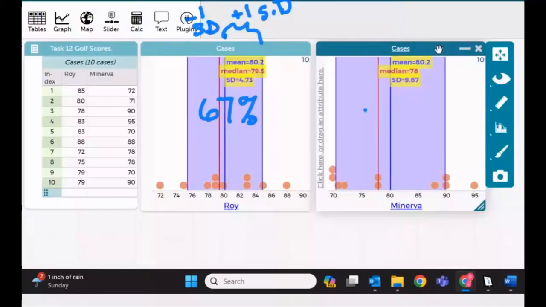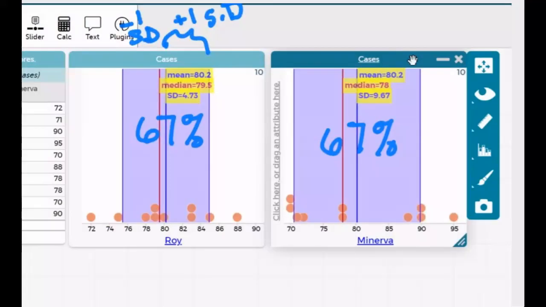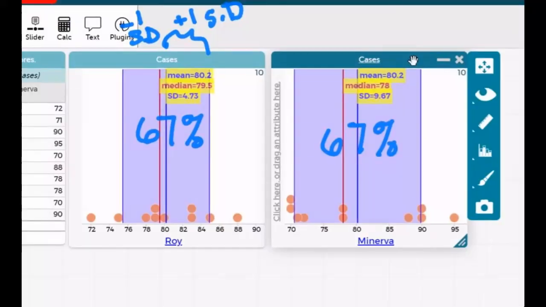So if you had to decide who was the better golfer, how would you decide that? Could we look at the mean? So look at the mean for these two individuals. What do you notice about the mean? It is the same. So is that going to be helpful in telling me who's the better golfer? No. What about the median?